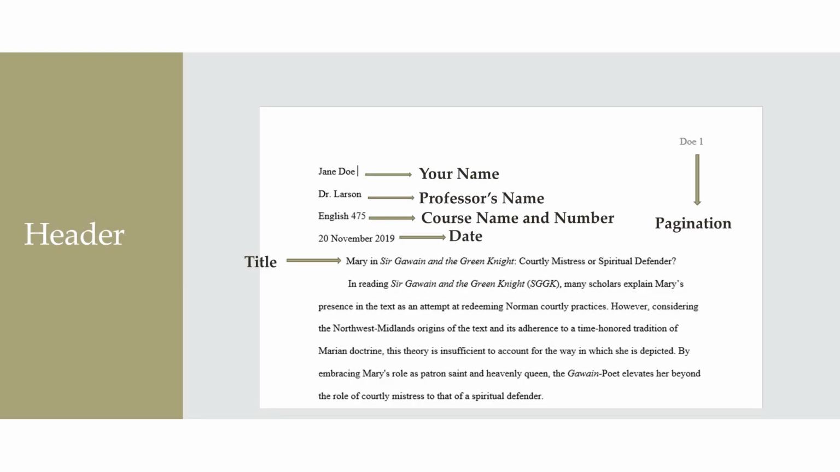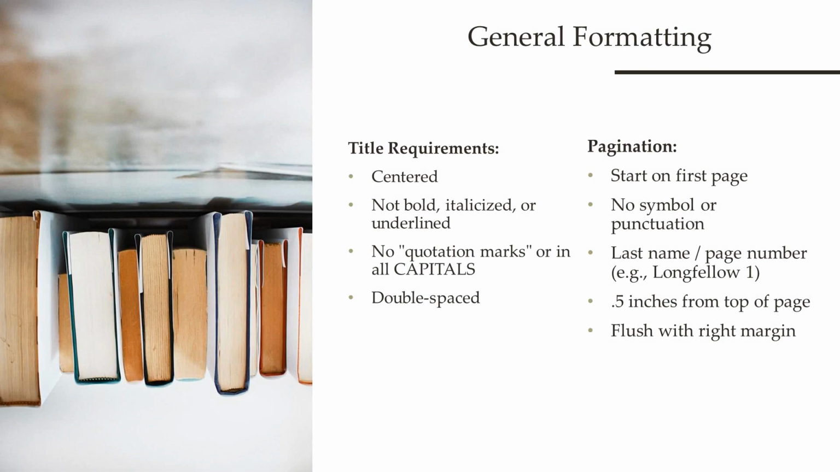Instead of the title page, writers will include a header on the top left of the first page with their name, their professor's name, the course name and number, and the due date of the assignment written in day, month, year order. When composing the title for the paper, center it, don't bold, italicize, or underline it, or put it in quotation marks or capitals, and make sure to double space it.